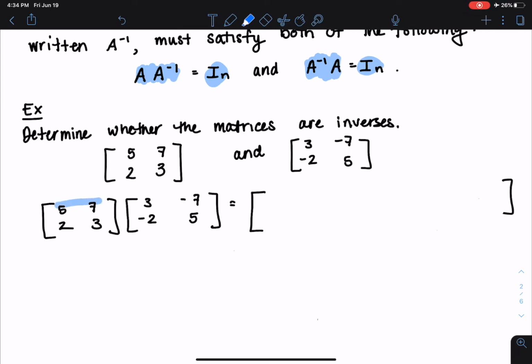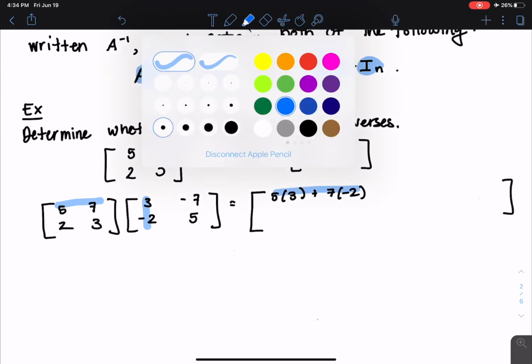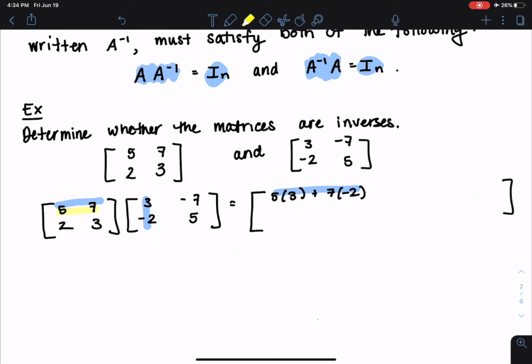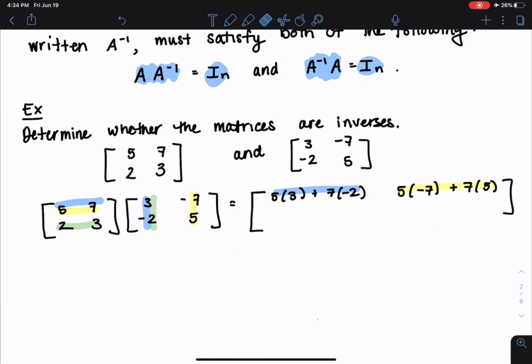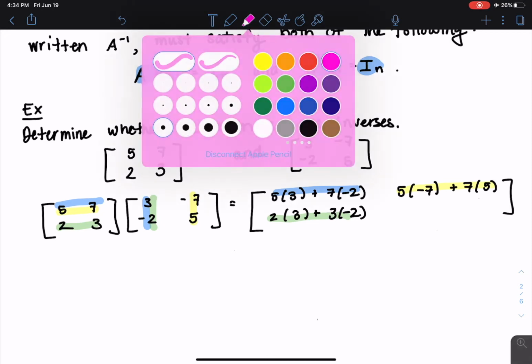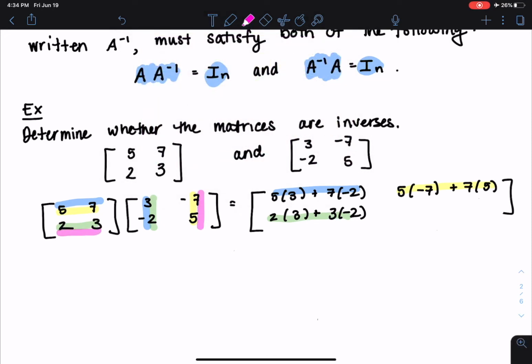So if I take my first row, first column, and multiply those, we'll get 5 times 3, 7 times -2. Then if I move on and do my first row, second column, we'll get the position here. So that'll be 5 times -7, 7 times 5. Second row, first column gives me this one. So we get 2 times 3, 3 times -2. And then finally, second row, second column gives me my last piece, which is 2 times -7, 3 times 5.